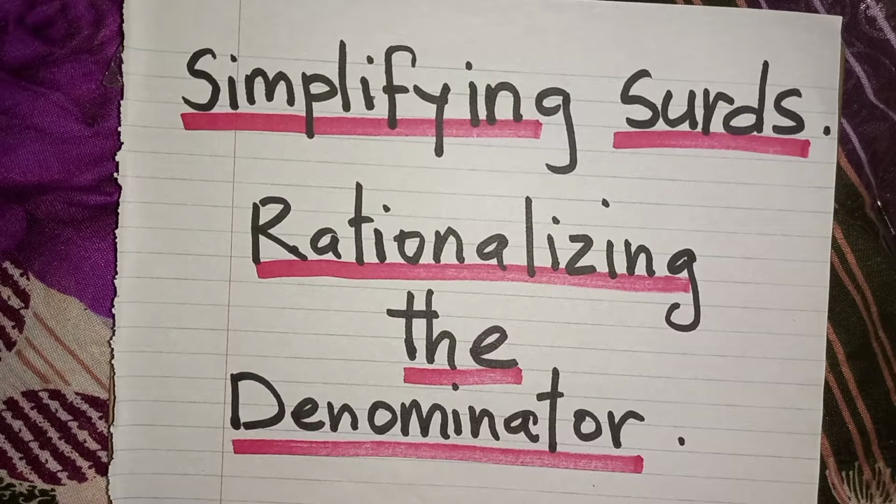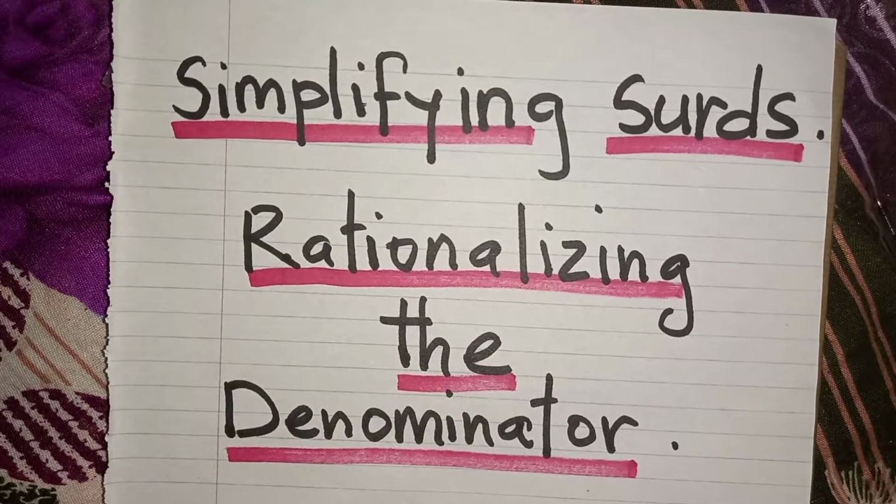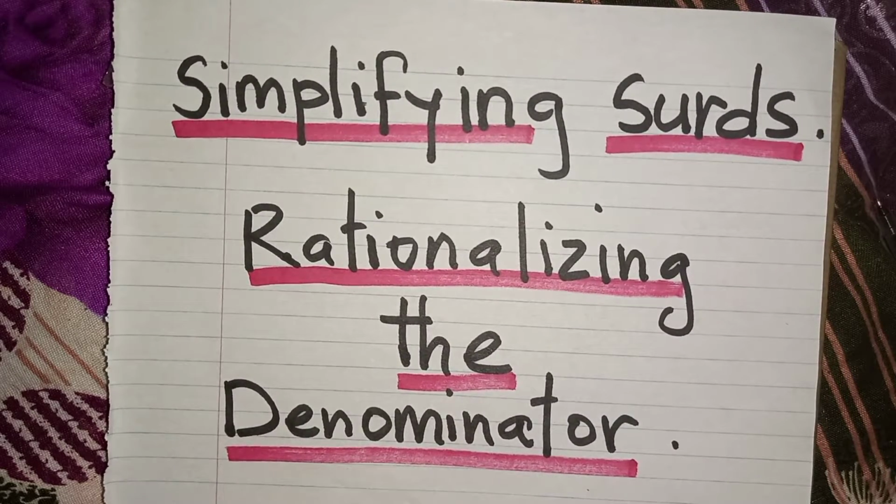Okay, in this video we're going to talk about simplifying surds by rationalizing the denominator. Okay, what is a surd? Surds are basically when a number cannot be further simplified to remove a square root or cube root or so on, then it is a surd.